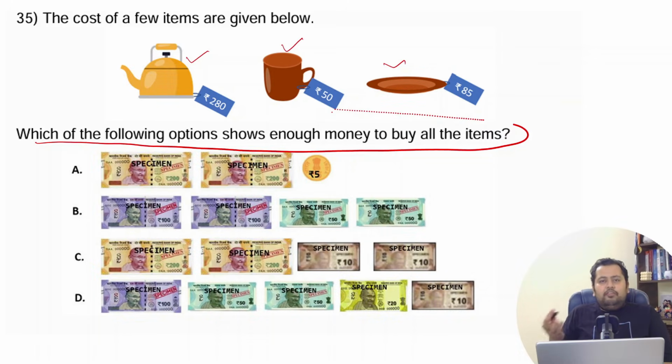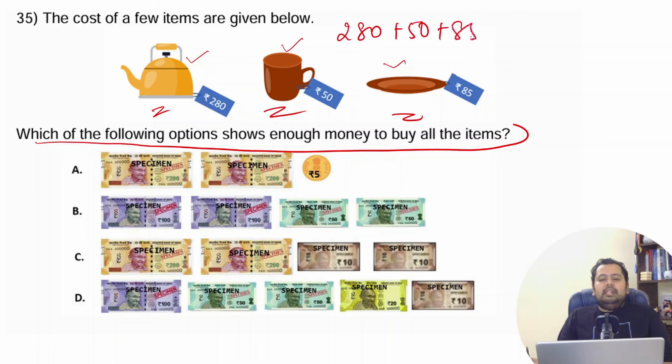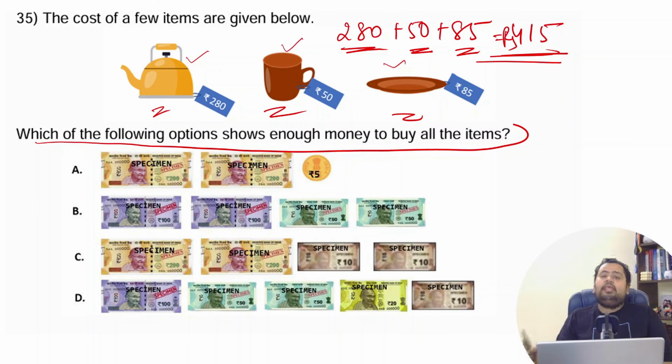Great. I obviously gave a lot of things as hints. So let's first find out what the cost of all three items is. So it is 280 plus 50 plus 85, right? So 280 plus 50 is 330, plus 85 is nothing but 415, right? So all three products cost rupees 415. Now you must have 415 or more than that to be able to buy all three of them.